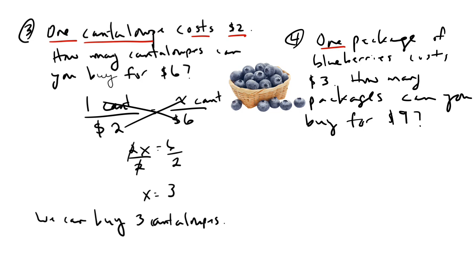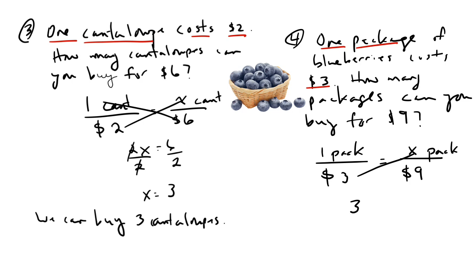All right, our given ratio, one package, $3. So I'm going to write one package, $3. That means our new ratio to set up our proportion has to have packages over dollars. It's asking how many packages, which would be X, can we buy for $9?